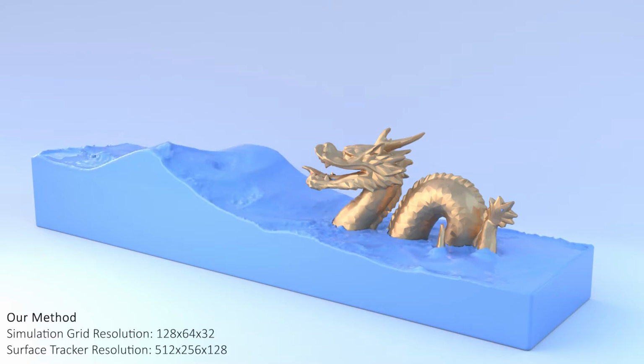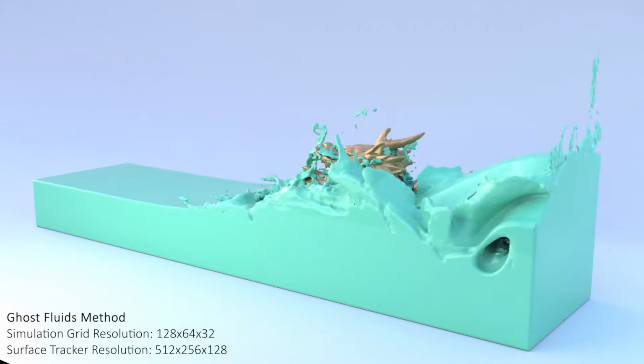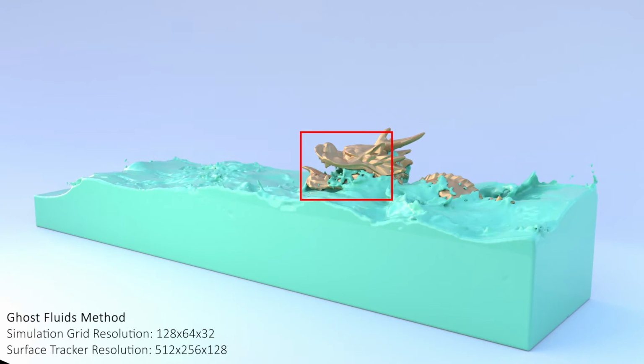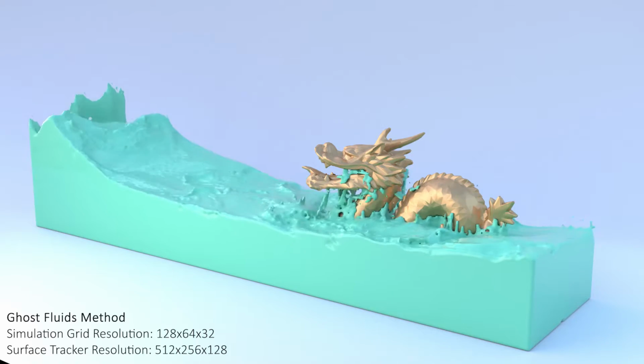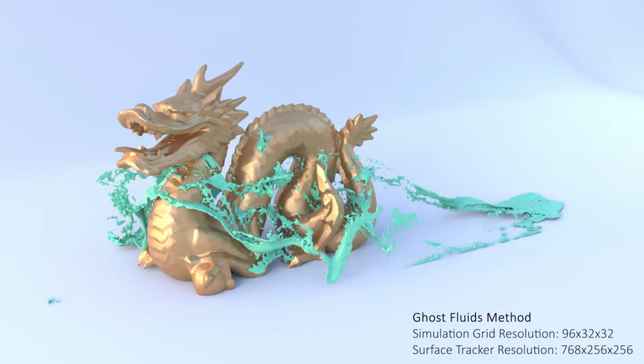In this scene, we show the result of simulating a dam break hitting a dragon-shaped obstacle. The GFM causes hanging particle blobs close to the dragon head. Our method can handle the interaction of liquids and complex-shaped obstacles consistently. This is further highlighted in this example.